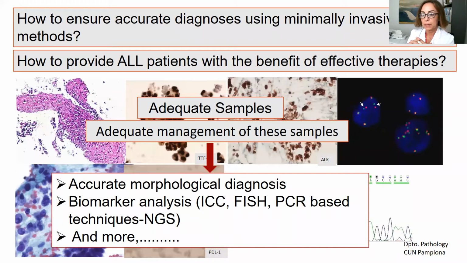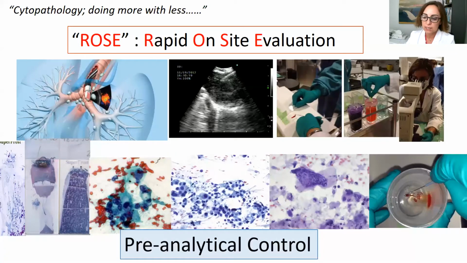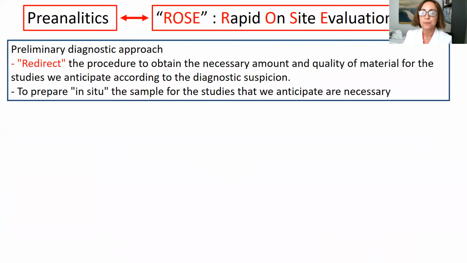And we have to be able with these samples to give an accurate morphological diagnosis and to make analysis of biomarkers, all the biomarkers that oncologists need to properly treat these patients. So one aid we have to achieve this goal is doing ROSE. I love ROSE. It's a lot of work, but I love ROSE because it's a very effective technique. To me, the most important part of ROSE is this one: we can control pre-analytics, and this is very important if we want to do ancillary studies in these small samples.